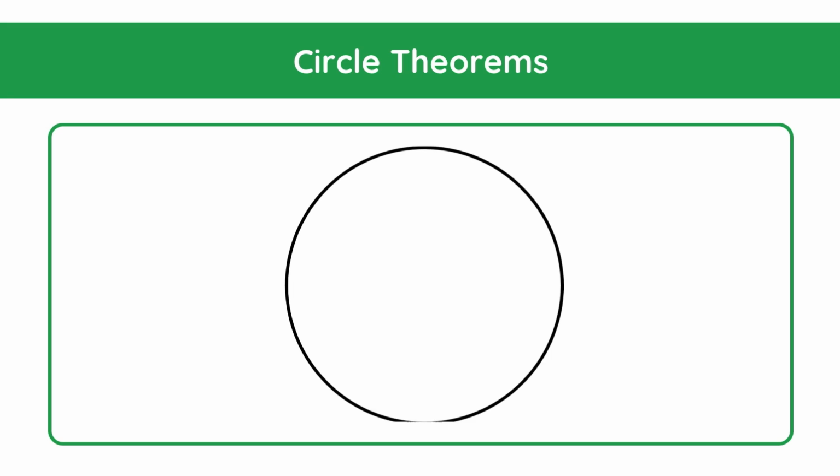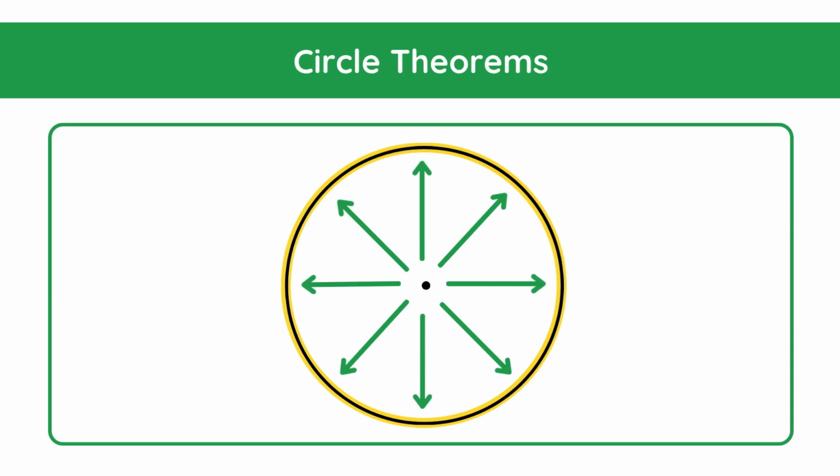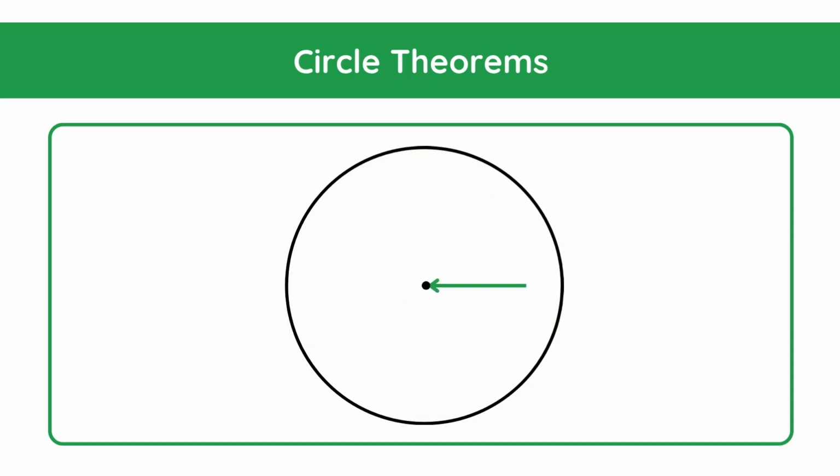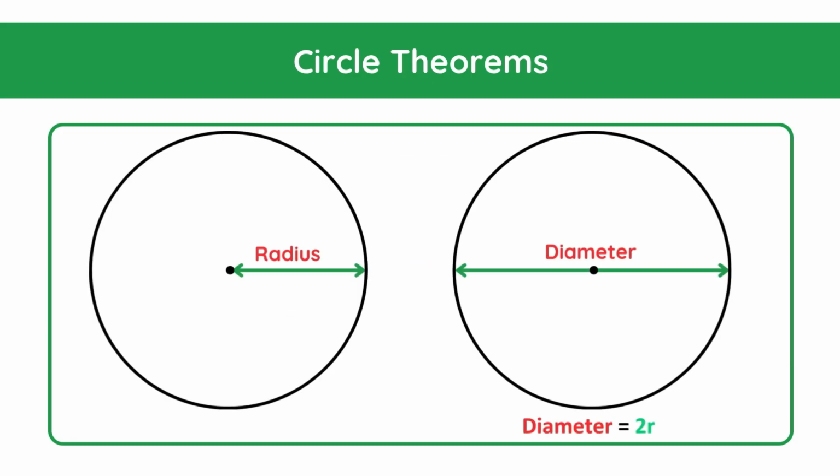A circle is a 2D shape where every single point on the edge is exactly the same distance from the center. That distance from the center to the edge is what we call the radius. And if you go all the way across the circle passing through the center, that line is the diameter. The diameter is just twice the radius.